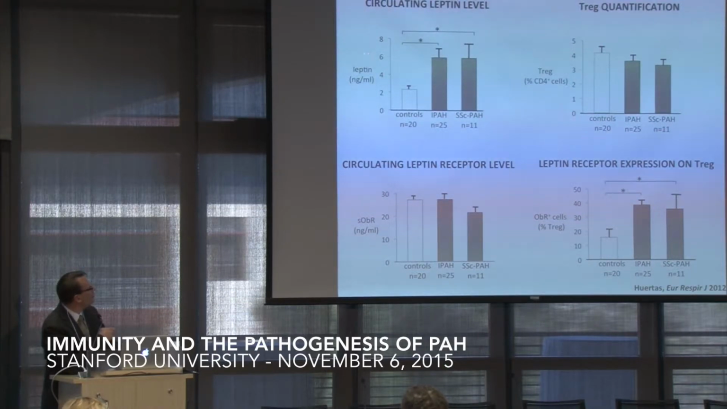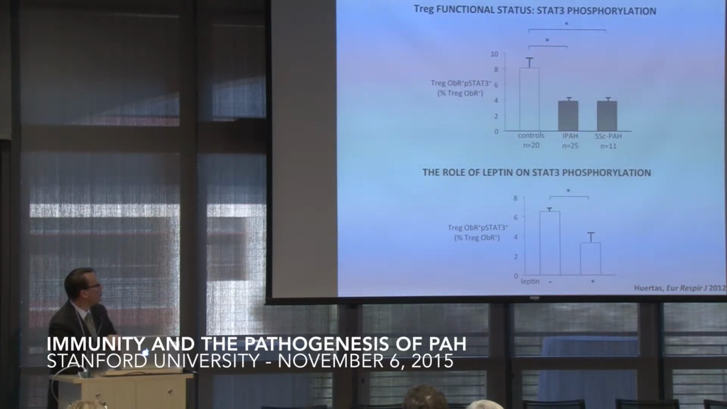So the first thing, very simple, leptin circulating levels in controls, in idiopathic PH, and in scleroderma-associated PH: you have an increased amount of leptin in PH, irrespective of the cause. The Treg numbers as percent of CD4 positive cells are not altered, but you have an increased amount of Tregs bearing the leptin receptor. And interestingly, when you add leptin to Tregs expressing the leptin receptor, you down-regulate STAT3 phosphorylation, indicating that the functional status of Tregs is down.